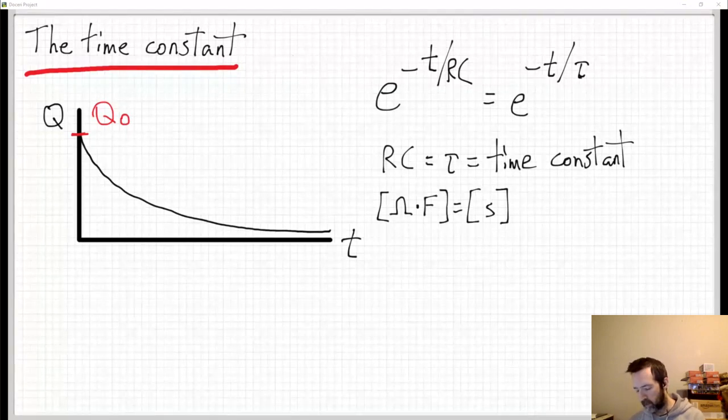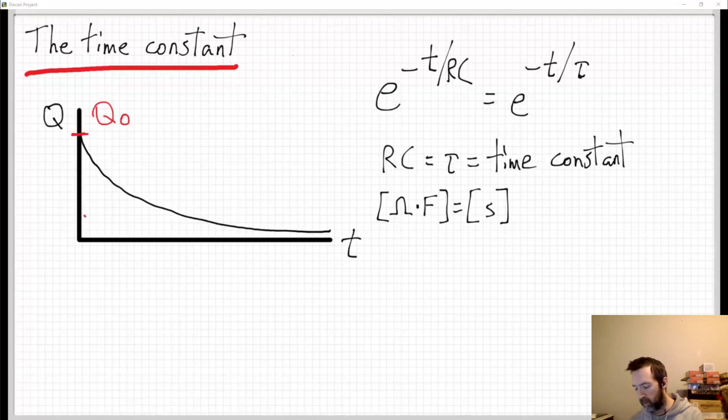After one time constant elapses, I'm going to be somewhere around here. So that's one time constant, or 1 tau. And the amount that I've got is Q naught over e.